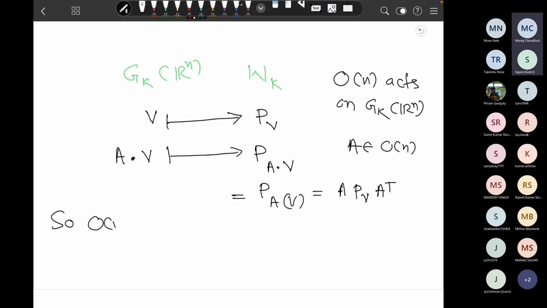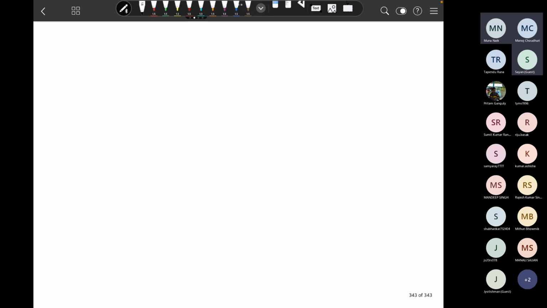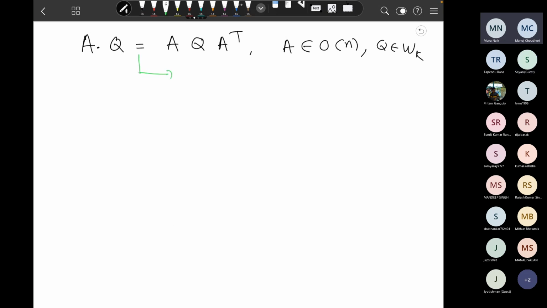So ON has an action on WK defined by A dot Q, which is really A Q A transpose, where A belongs to ON and Q belongs to WK. Let me write that action: A dot Q is equal to A Q A transpose, A belongs to ON and Q belongs to WK. This is clear actually. One can check that this defines an action.